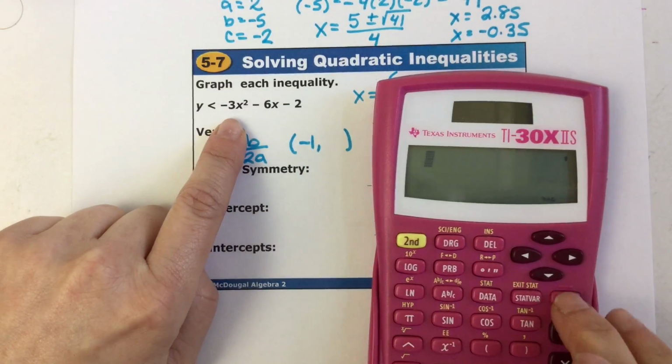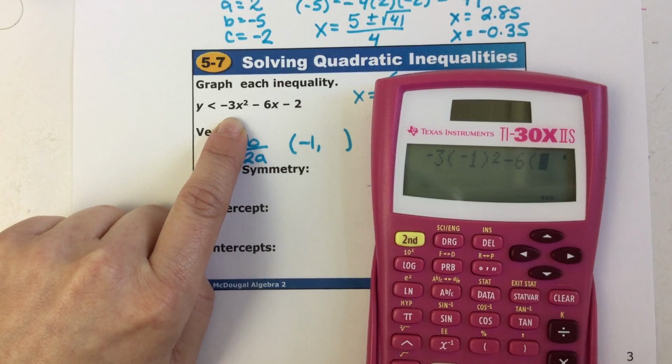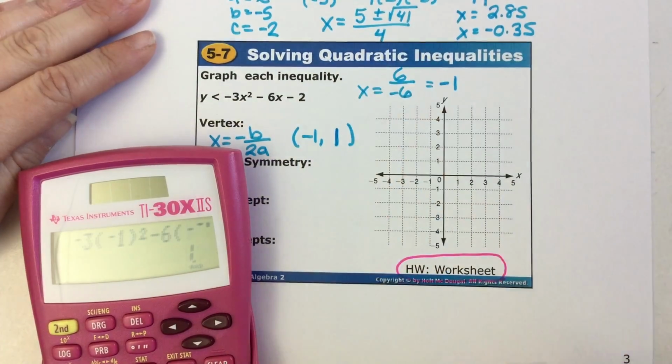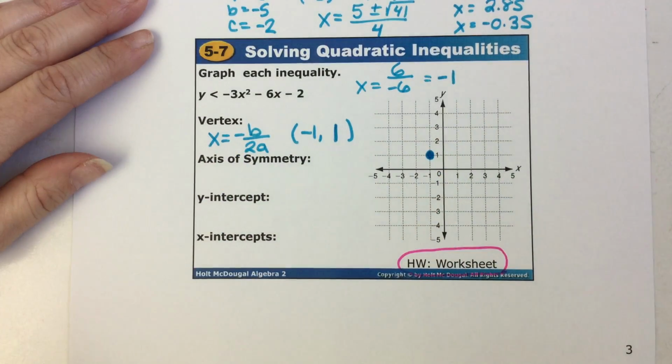To find y, I have to go in here and fill it in for x. So -3 times -1 squared, minus 6 times -1, minus 2, and I get 1. So my vertex, I go left 1, up 1. That is the center point of the graph.